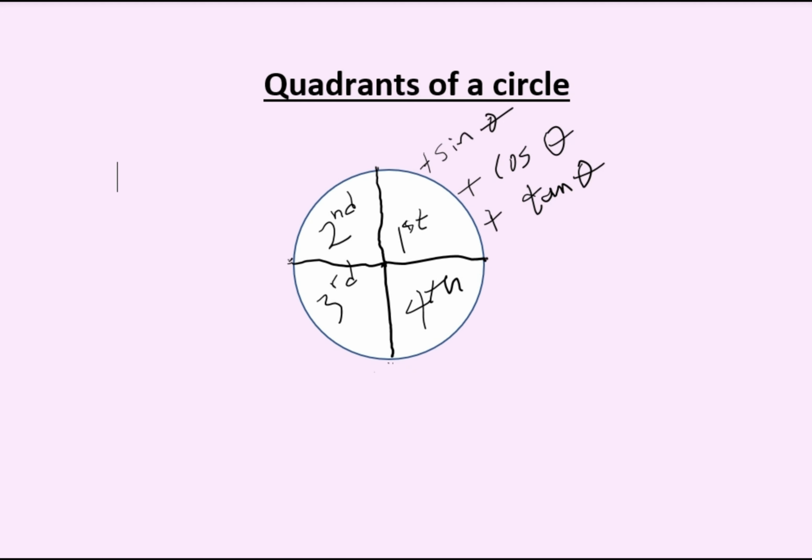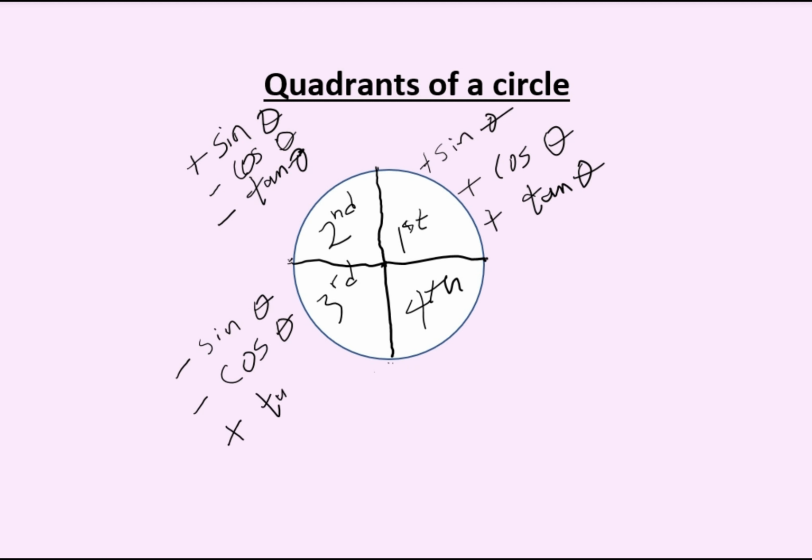In the second quadrant, however, only sine theta is positive. So we have plus sine theta, minus cos theta, minus tan theta. Only sine is positive in the second quadrant. For the third quadrant, only tangent is positive. So we have minus sine theta, minus cos theta, plus tan theta.